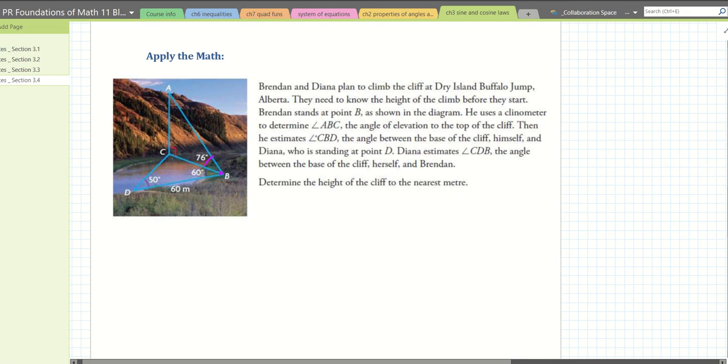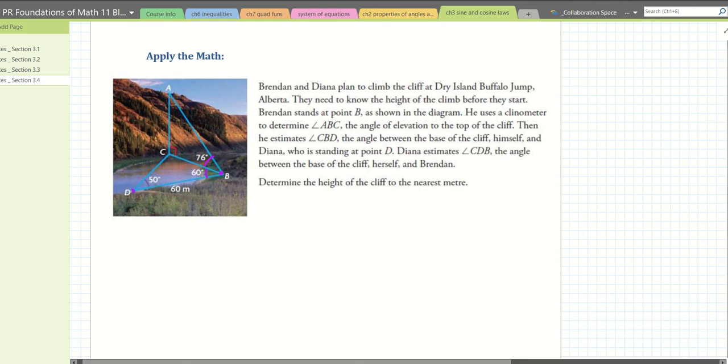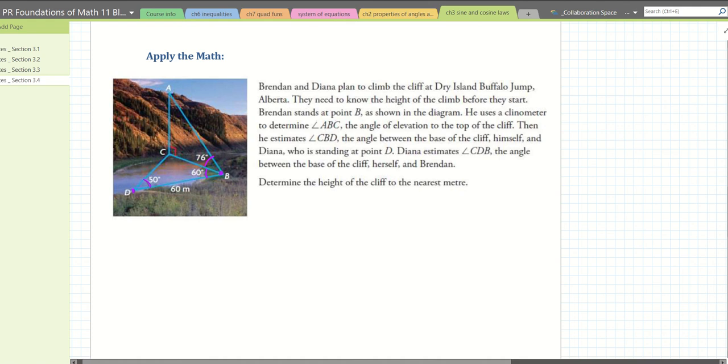Then he estimates the angle CBD. CBD is this angle right here, which is the angle between the base of the cliff, himself and Diana, who stands at point D. So Diana is here. And he measures that angle to be 60 degrees. Then Diana estimates the angle CDB, this one right there, to be 50 degrees, which is between the base of the cliff, herself, and Brendan. So the question is, determine the height of the cliff to the nearest meter. So we're looking for the height here from A to C.